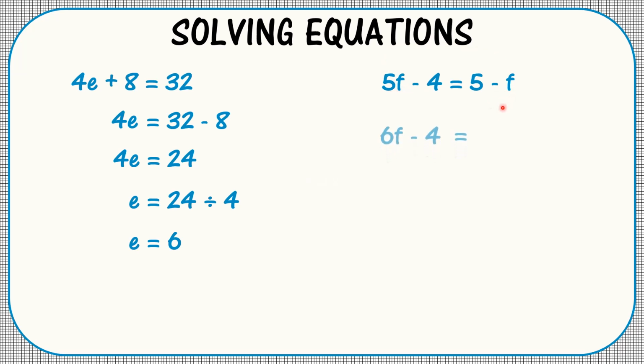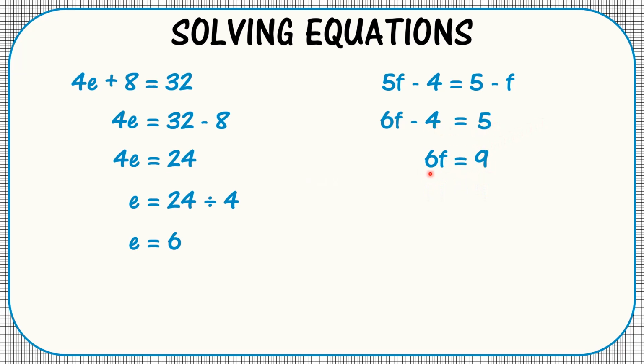5f plus f becomes 6f. Nothing has happened to this minus 4, so we would have just brought it down. The equal sign gets brought down, and then this 5, nothing has happened to it, so we'll bring it down as well. What we want to get rid of now is this minus 4. On this side, it is minus 4. When you take it to the other side, it becomes plus 4. So 6f equals 5 plus 4, which equals 9.